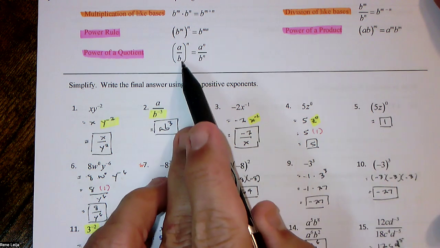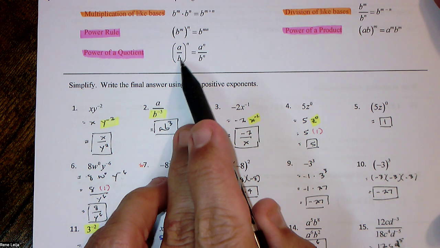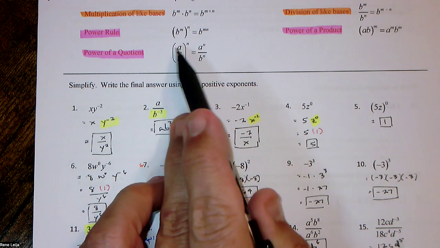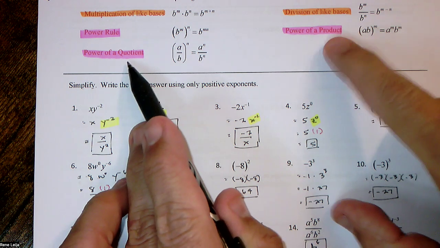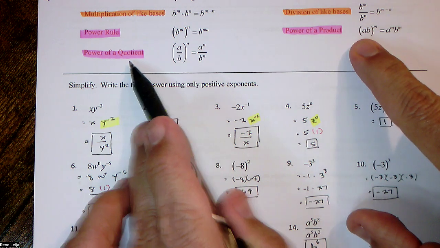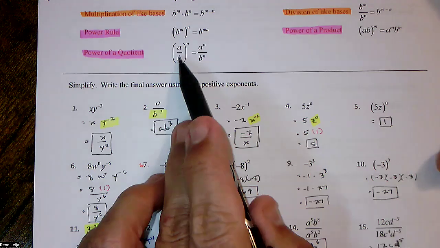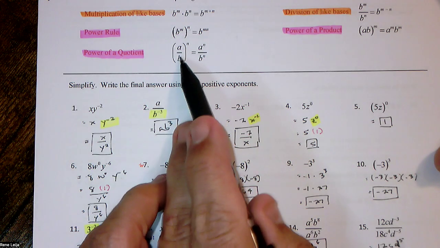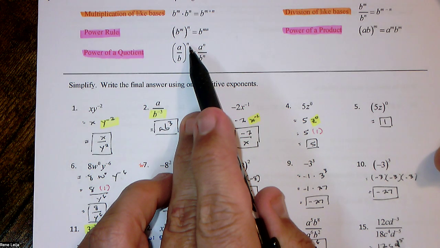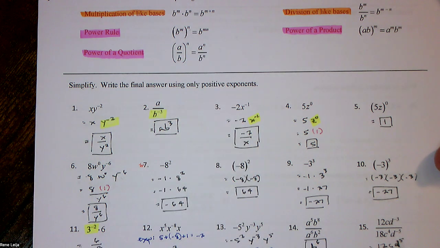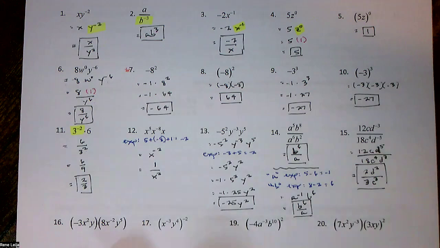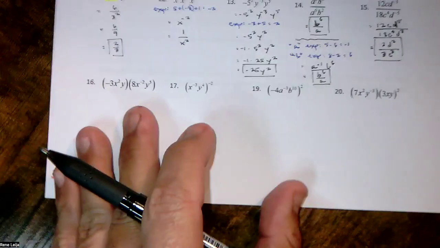And the same thing holds for the power of a quotient. Again, the only difference between these two is here you're multiplying and here you're dividing, but the same rule applies. So if you're dividing and all of that is raised to an outside exponent, well, everything inside gets the exponent. Okay, so let's look at number 16.